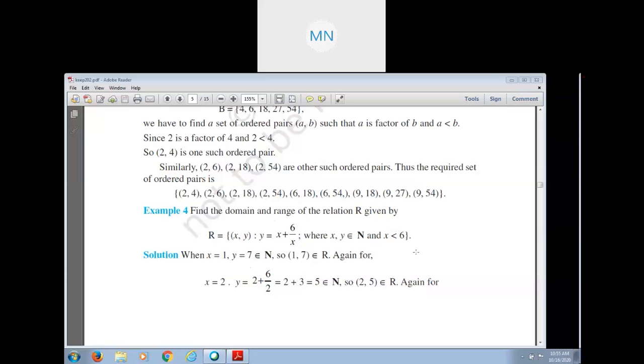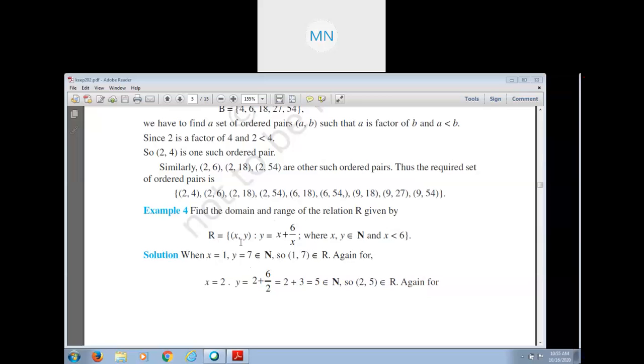So we can start with the value x equals 1. If x equals 1, y will be what? 1 plus 6 by 1. That will be what? 7. 7 is also a natural number. So this ordered pair will come: 1, 7 will come in that relation.